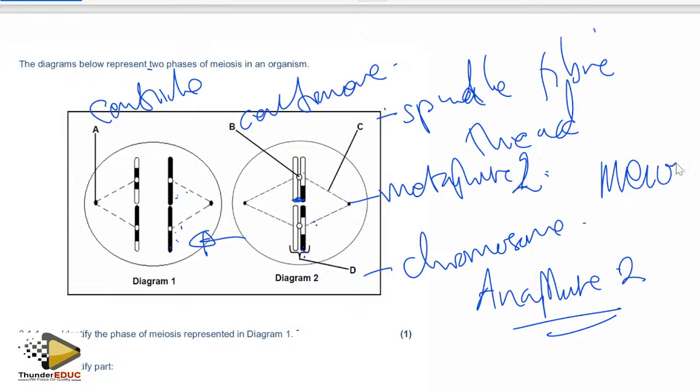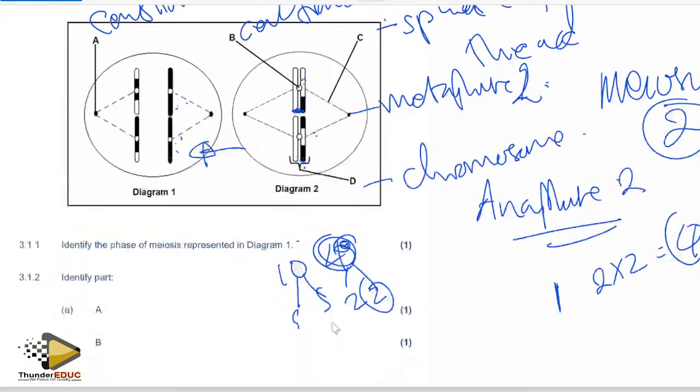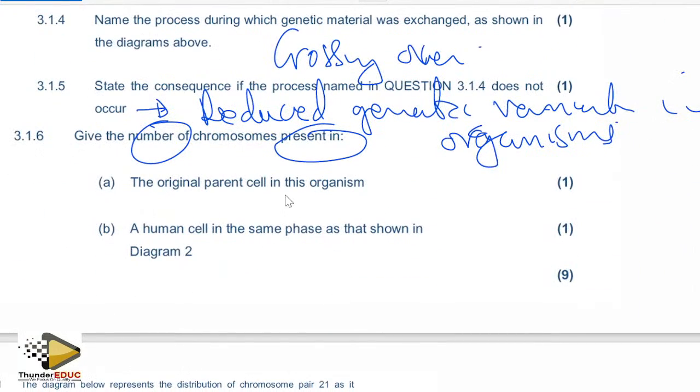If meiosis II has two chromosomes, what about meiosis I? Remember that meiosis I is reduction division, it reduced it. Therefore, meiosis I will have 2 times 2, which gives me 4. If meiosis I has 10, meiosis II is going to have 5. Now, if meiosis I has 4, meiosis II is going to have 2. They have given you meiosis II and are asking how many chromosomes were there in meiosis I. Therefore, they are going to be 4.